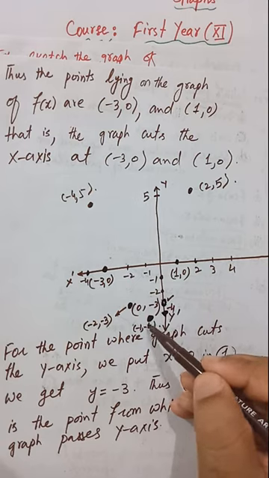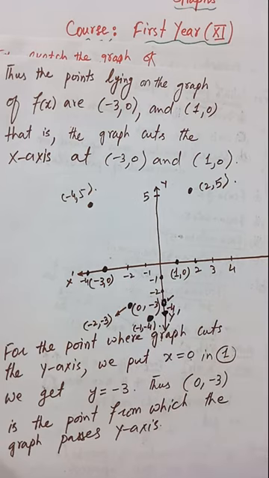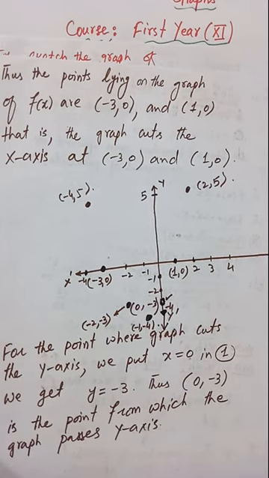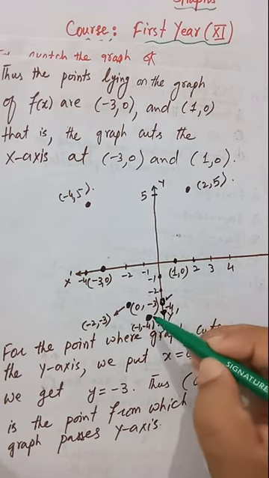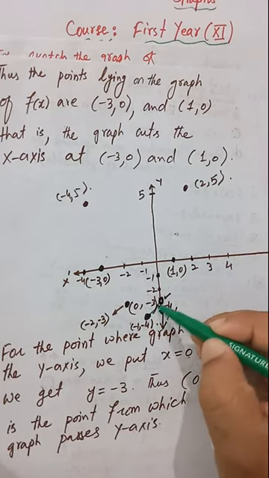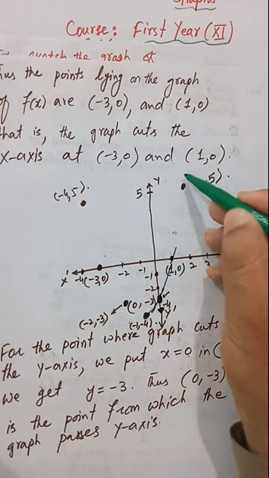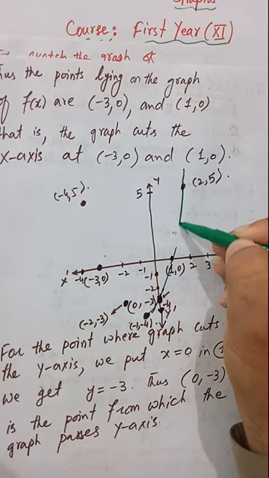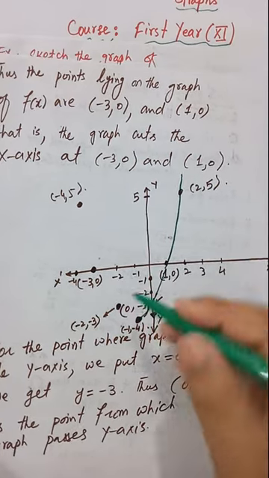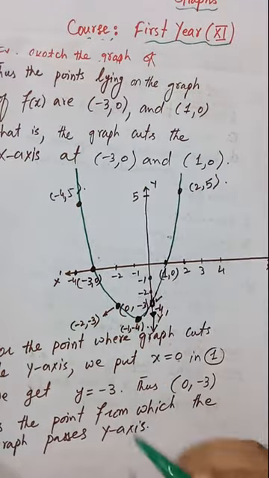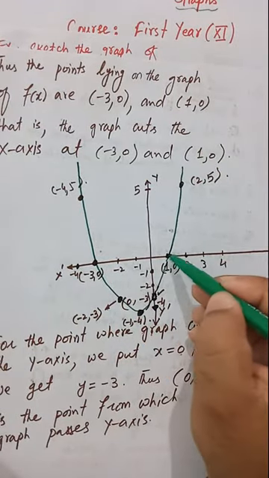Now this vertex is not calculated properly, but it is only calculated from the table. So these are the points. This will be the graph. So this is the graph of the given function.